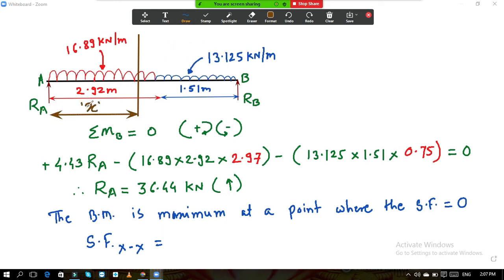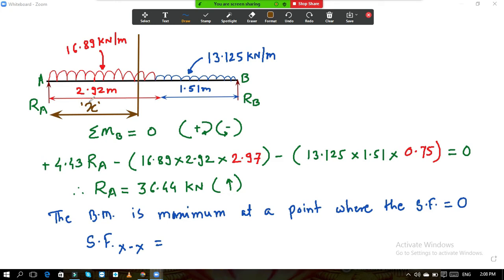X is the distance. So now if I want to calculate the shear force at this section, then what should I do? I can either consider the right hand side equilibrium or I can go with the left hand side equilibrium. Okay, so we will go with left hand side equilibrium as we want to find out the point of zero shear first.